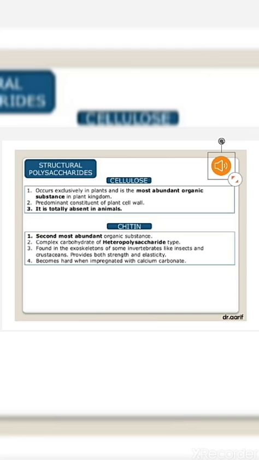Another category of polysaccharide is structural polysaccharide. For example, cellulose is available in plants to make the outer protective layer, for example, the cell wall. Chitin is another important carbohydrate, which is used to make the exoskeleton in some invertebrates.